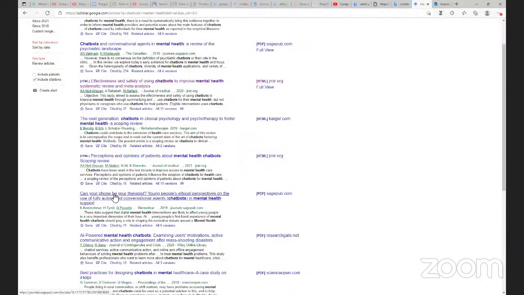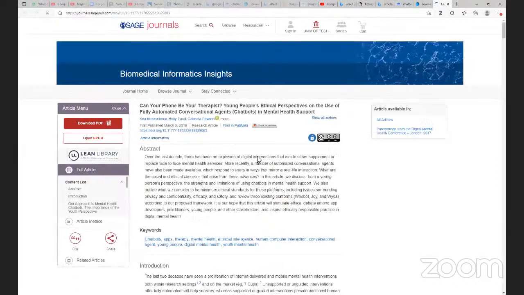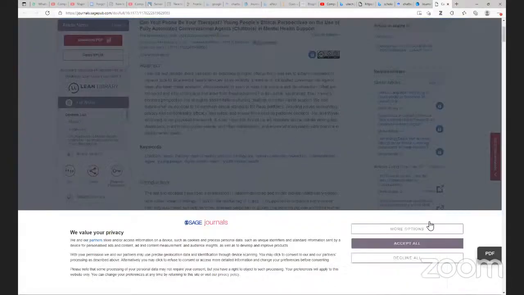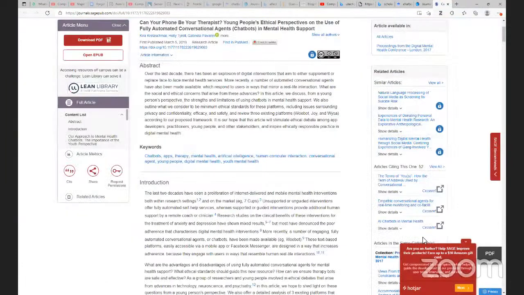But look at this, this is interesting. "Can your phone be your therapist? Young people's ethical perspectives on the use of fully automated conversational agents, chatbots, in mental health support." So let's decide we want to look at this. I want to look at this for 2 reasons.